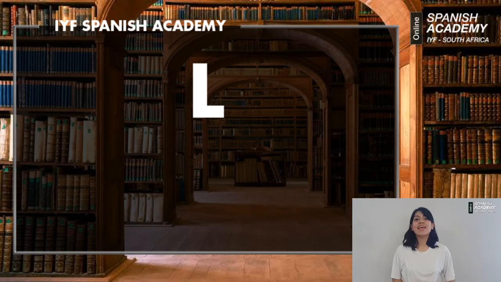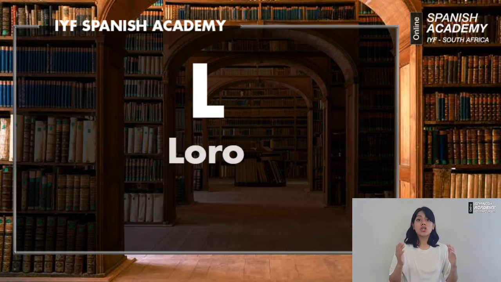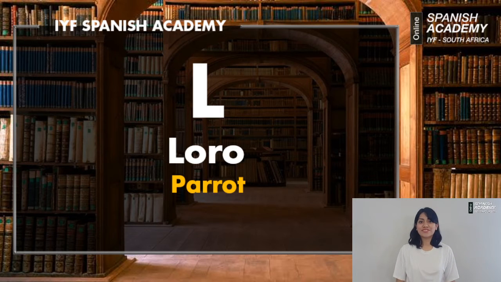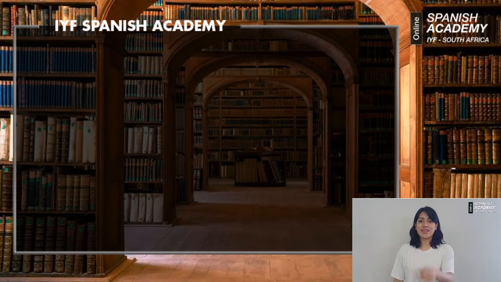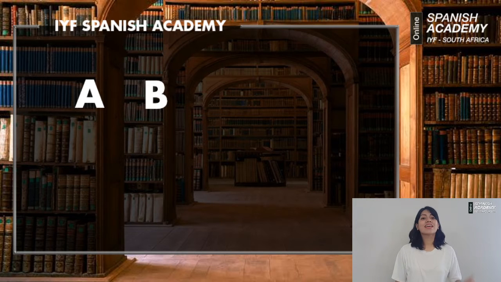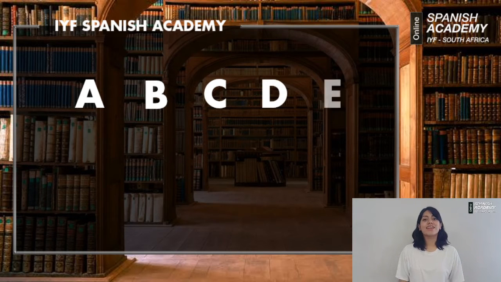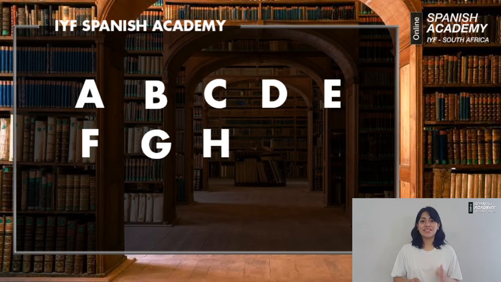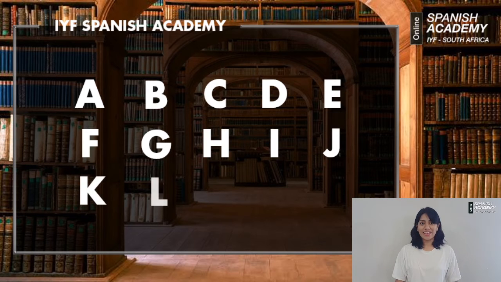L. L. Loro. Loro. Fine. Now let us repeat once again only the letters and a little bit faster. Okay? Let's do that. A. B. C. D. E. F. G. H. I. J. K. L. Very good.